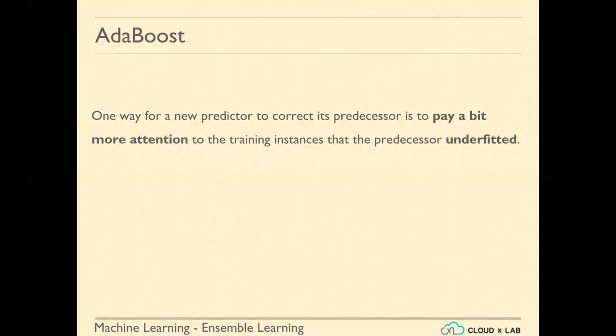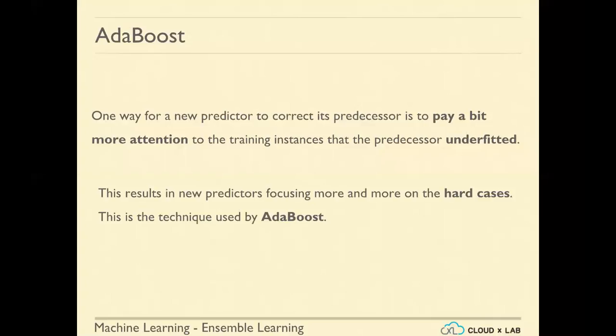So in case of Adaboost, all we do is pay more attention to the training instances that the predecessor underfitted or wrongly classified. This results in a new predictor focusing on the weakness of the previous one, focusing more and more on the hard cases. This technique is called Adaboost.